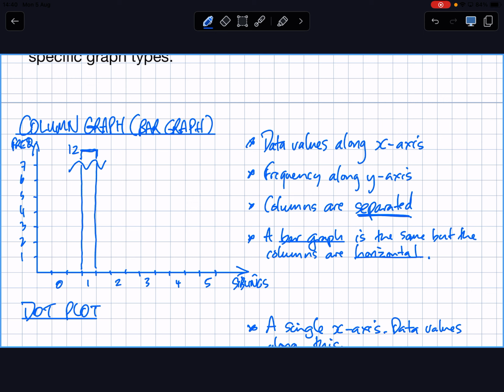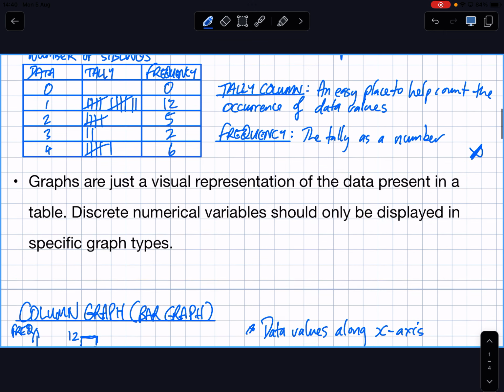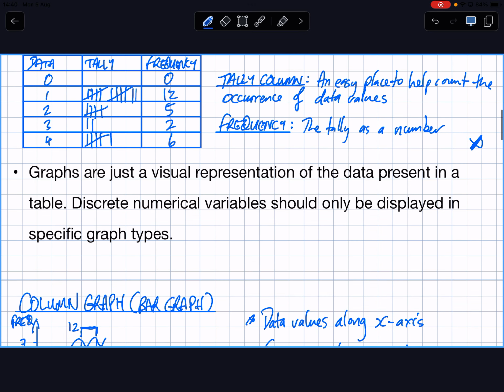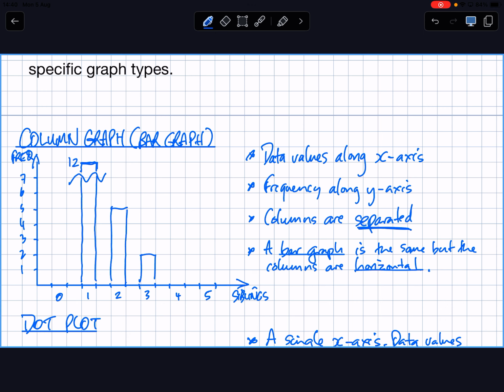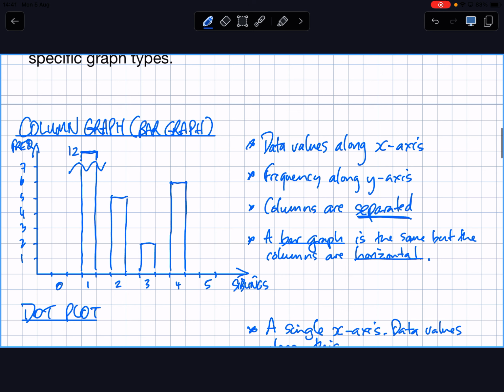How many people had 2? 5. So the bar's going to go up to 5. Notice the gaps between them. 3 was 2. And 4 was 6. So a very unusual shape to our particular class's number of siblings. Okay. So once again, for the video's sake, apologies for that. That's not how you should draw it, but I didn't know there would be so many people with just one.